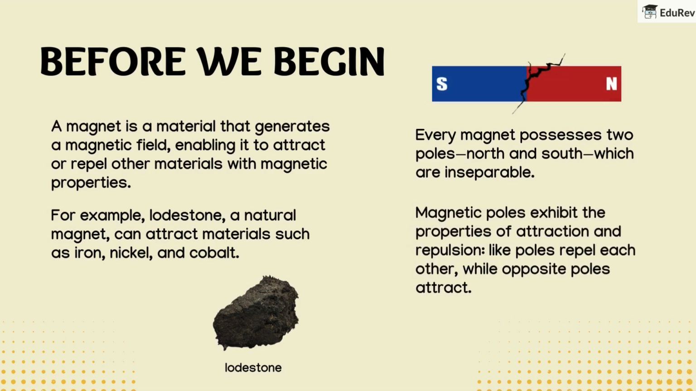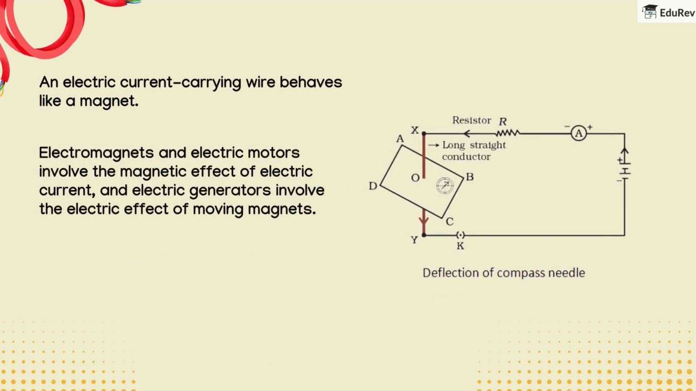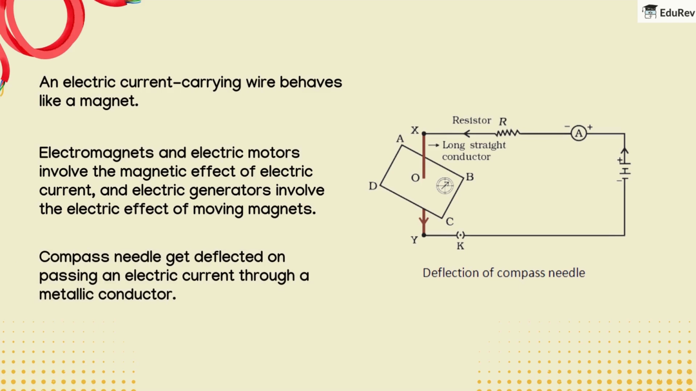Magnetic poles exhibit the properties of attraction and repulsion. Like poles repel each other, while opposite poles attract. An electric current carrying wire behaves like a magnet. Electromagnets and electric motors involve the magnetic effect of electric current, and electric generators involve the electric effect of moving magnets. Compass needles get deflected on passing an electric current through a metallic conductor.